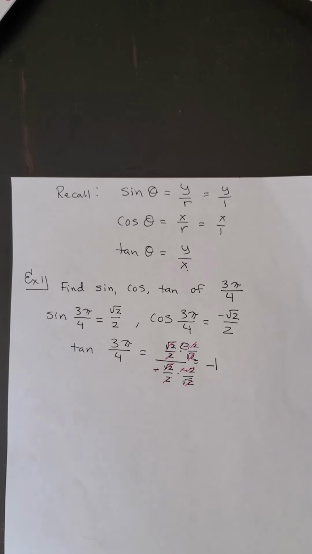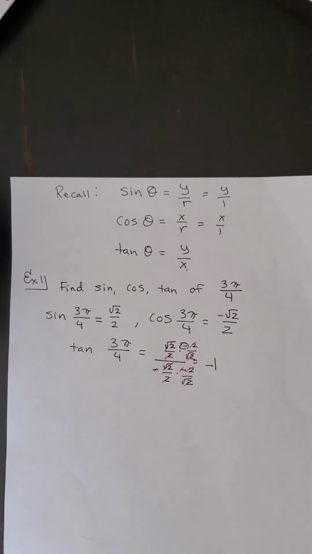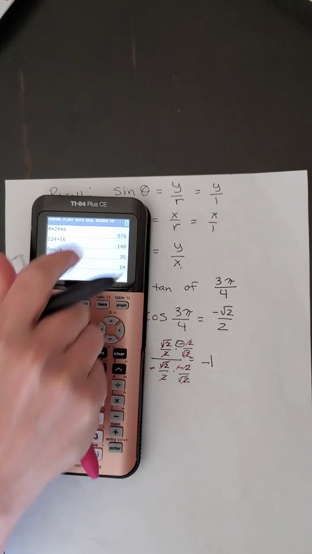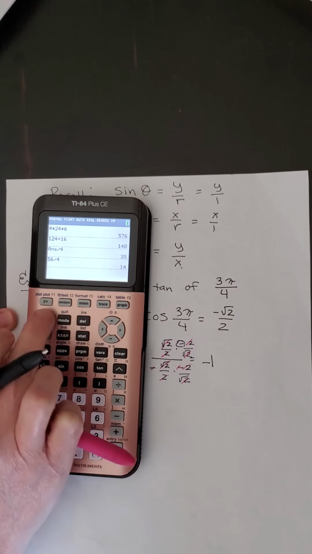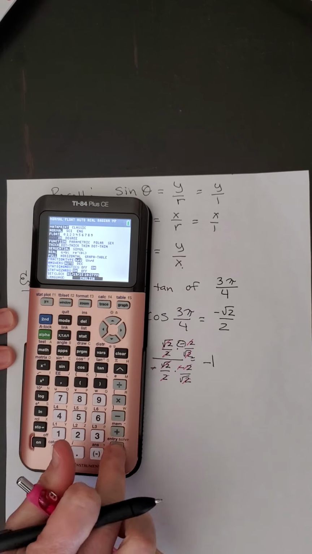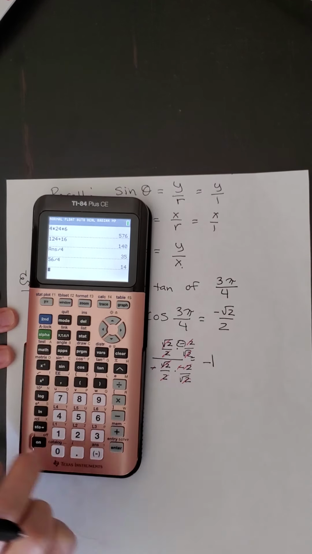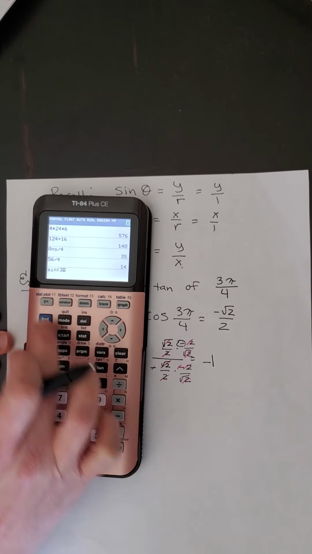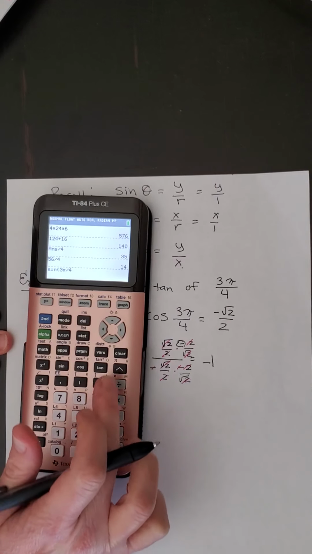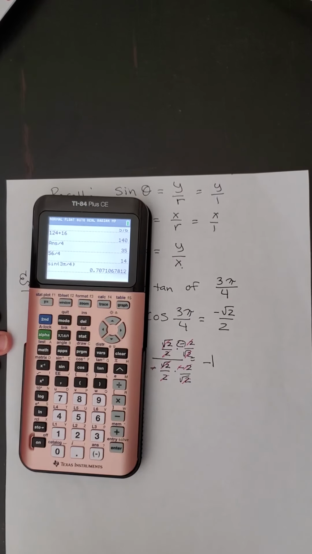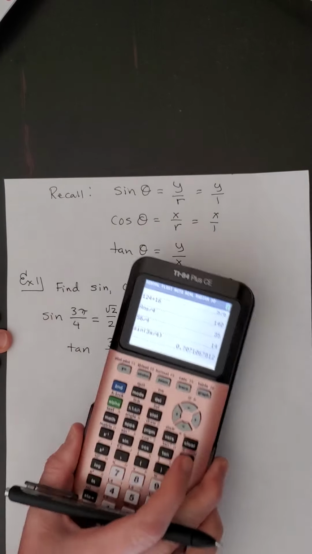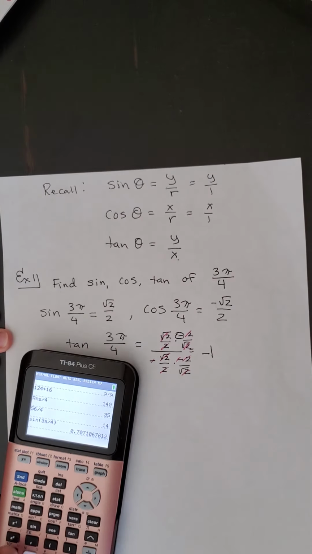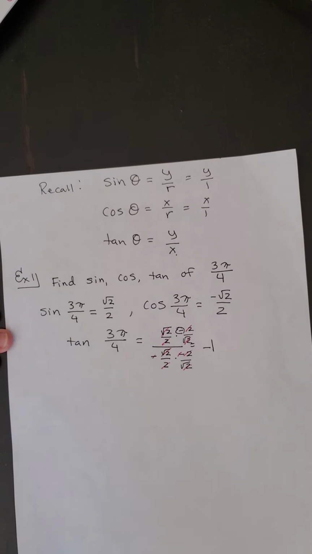And then these are some that you can even check on your calculator if you're in radian mode. So we need to be in radian mode. So I'll go to radians. So let me change my mode. And if I do sine 3 pi over 4, I will get 0.7071, which if I simplify square root 2 over 2, I get the same answer. So I can verify that I'm correct.